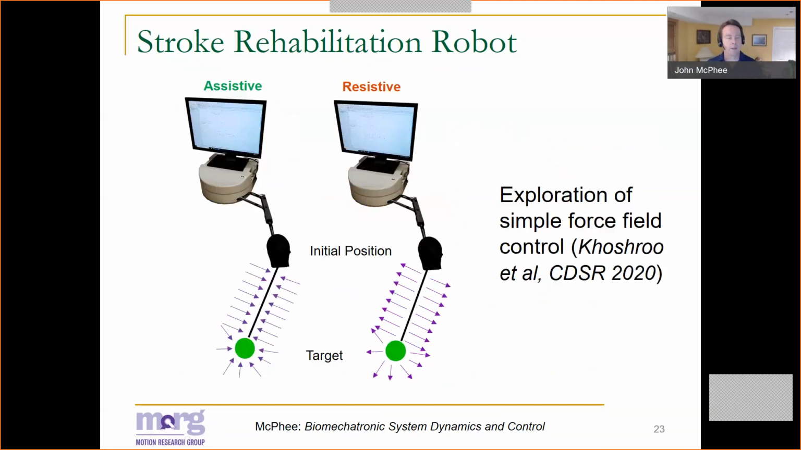We decided to start with a relatively simple robot controller, which is a force field control. This was presented in 2020 at CDSR. We looked at 2 types of force fields. The first was assistive, whereby the user was guided along the trajectory from the initial position to the target position. So if they got off the desired trajectory, the force field pushed them back onto it. We also investigated a resistive force field where the user was actually pushed off of the desired trajectory.